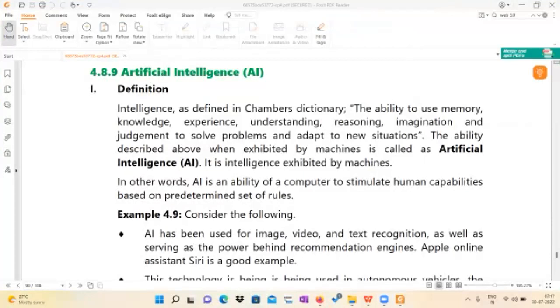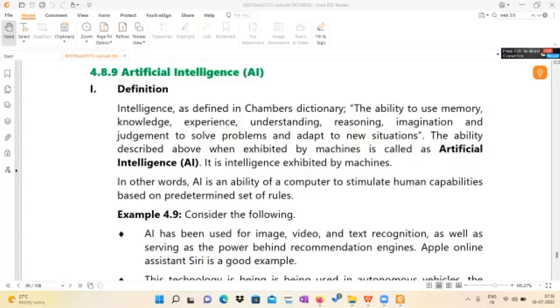As we know, computers can process data as per the input given by us, but they can't do the work on their own. Artificial intelligence is a technology where the computer is given a set of instructions to do the work on its own. This is how the computers are trained. This technology is used mostly nowadays.